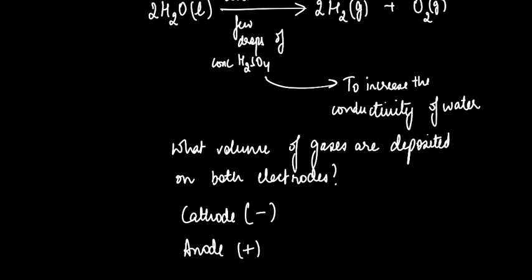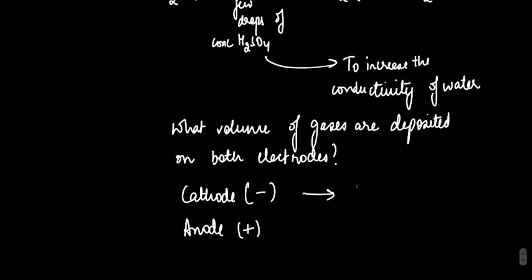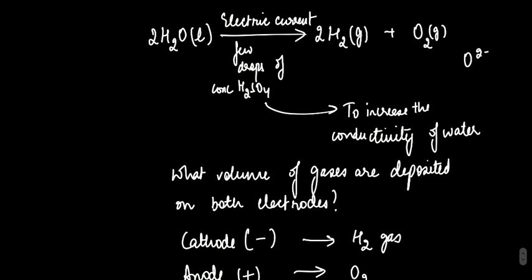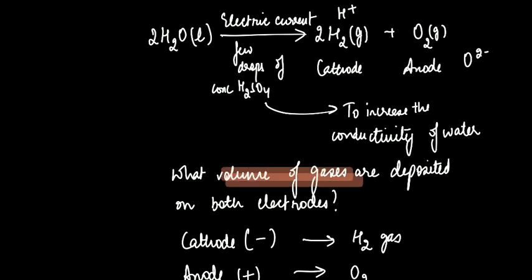So you can remember, like, cations being positively charged will be moving towards cathode. So obviously the gas which is going to be deposited over here is going to be hydrogen gas, and at anode oxygen, because oxygen forms anions, this forms cations. So this is at cathode, this is at anode, but they are asking this, what volume of gases? They are not asking which gases. What volume of gases are deposited on both electrodes?